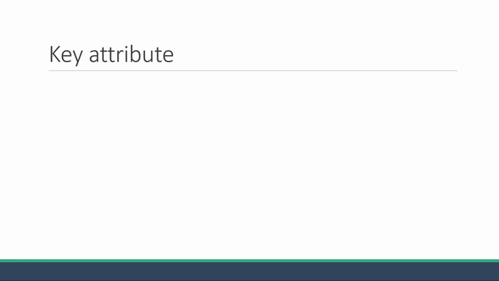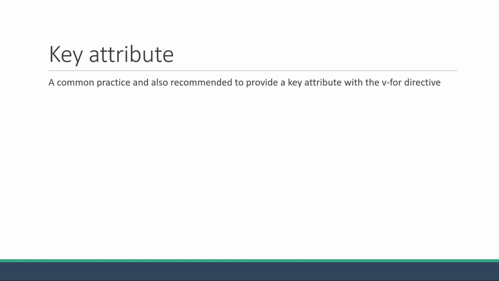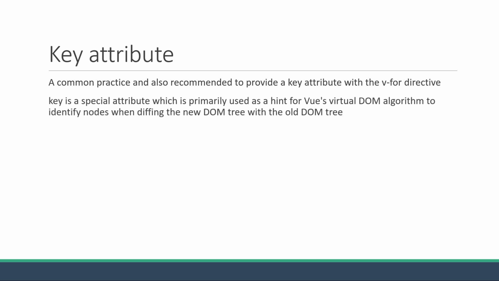In this video, let's understand a bit more about the key attribute binding when rendering a list of elements. In Vue, it is a common practice and also recommended to provide a key attribute with the v-for directive whenever possible. Key is a special attribute which is primarily used as a hint for Vue's virtual DOM algorithm to identify nodes when diffing the new DOM tree with the old DOM tree.